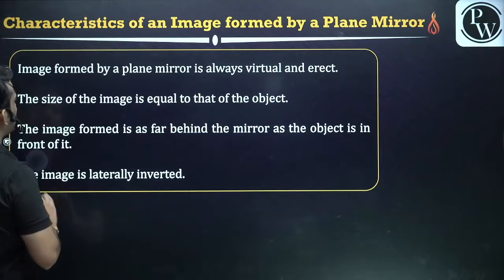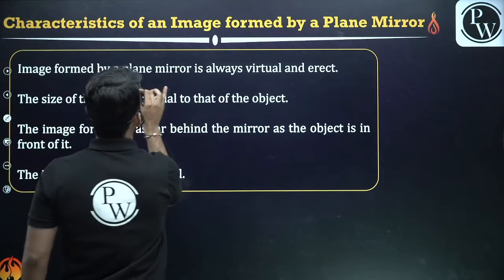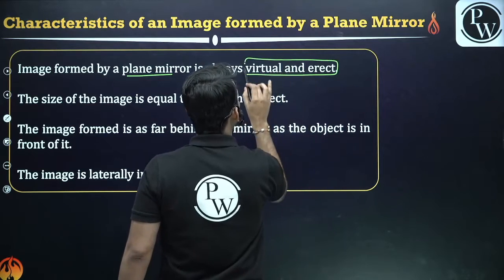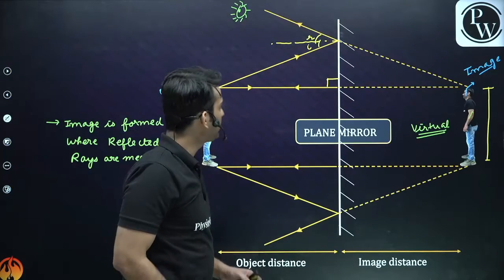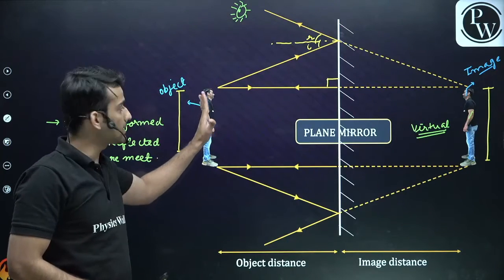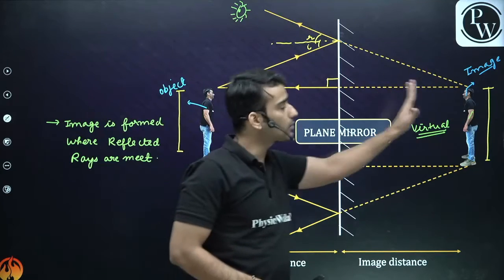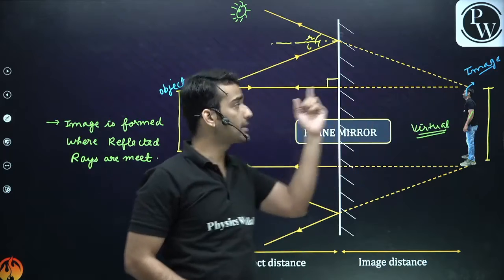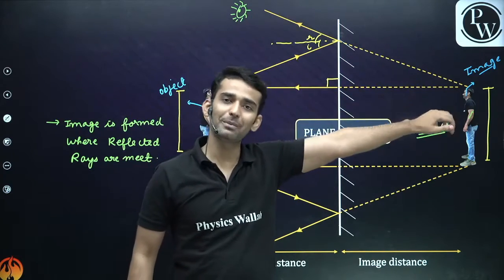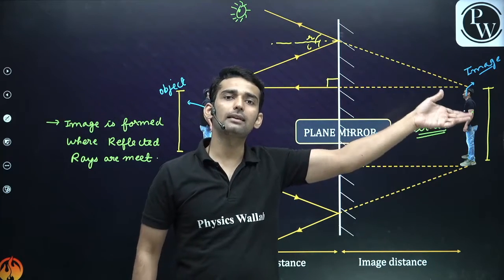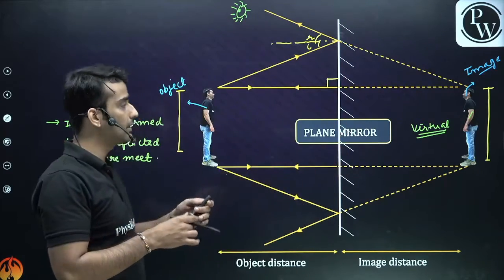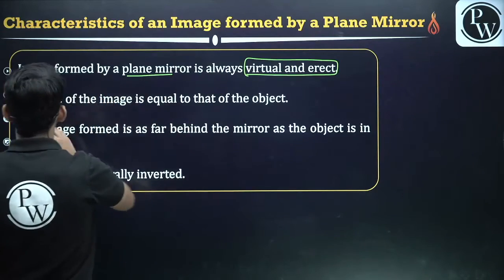Now let's write down all the points, guys. First is, image formed by plane mirror is always virtual and erect. Now what do you mean by erect? Erect means the object is like this and the image is also formed like this. It is not upside down. If my head is upwards, obviously the head of my image is upwards, right? It won't get inverted. Is it clear, guys? So image is always virtual and erect.